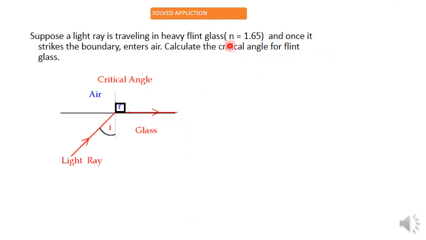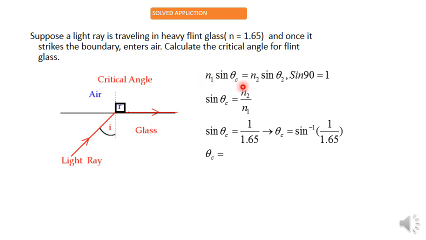As a solved application, suppose a light ray is traveling in a heavy flint glass of index of refraction 1.65 and once it strikes the boundary, enters air. Calculate the critical angle of flint glass using Snell's law, knowing that sine theta 2 is 1. We get sine theta c equals n2 over n1. We get theta c equals 37.3 degrees.